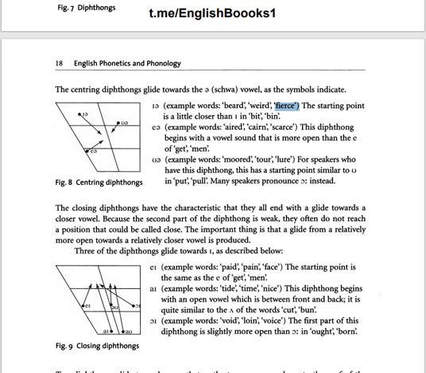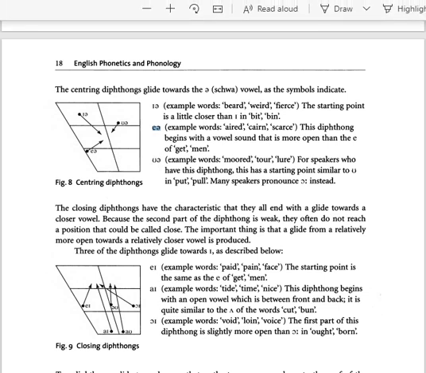Now we explain the second diphthong, /eə/, not /ɪə/ but /eə/. The first one we talked about was /ɪə/, and the second one is /eə/. Example words, and the sound /eə/.